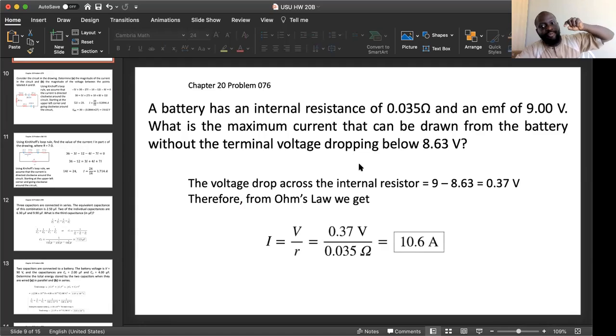So if your terminal voltage is 8.63, and normally what is written on the battery is 9 volts, it means that this internal resistance is sucking from this 9 volts how much? So the voltage drop across the internal resistance is 9 minus the terminal voltage, 8.63. So 0.37 volts is what the internal resistance is taking out. So from Ohm's law, using these volts and the internal resistance, we can get the current in the circuit. So voltage across internal resistance over internal resistance gives you the current flowing through that. And that current is going to be the same because it's like a series connection in this case.